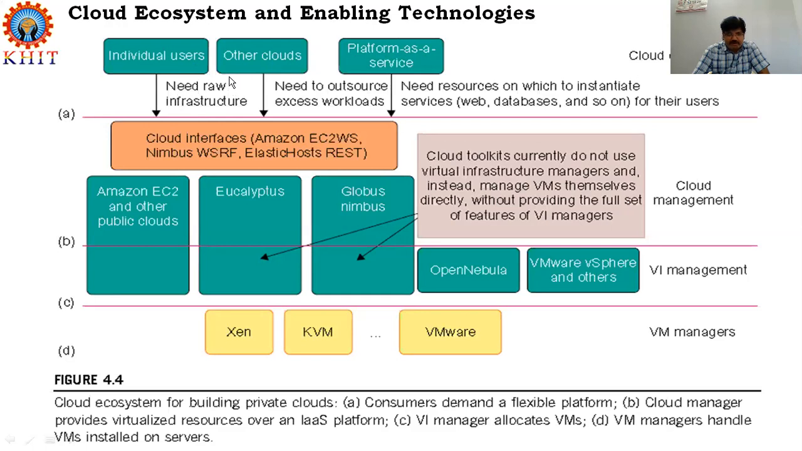Here the topmost layer is the consumers' demand for a flexible platform, the cloud computing consumers. The cloud consumers are individual users, cloud providers, and cloud services. The individual users need raw infrastructure. Suppose the end users want an infrastructure, they can simply connect through the cloud and access the infrastructure. Another one is cloud providers.